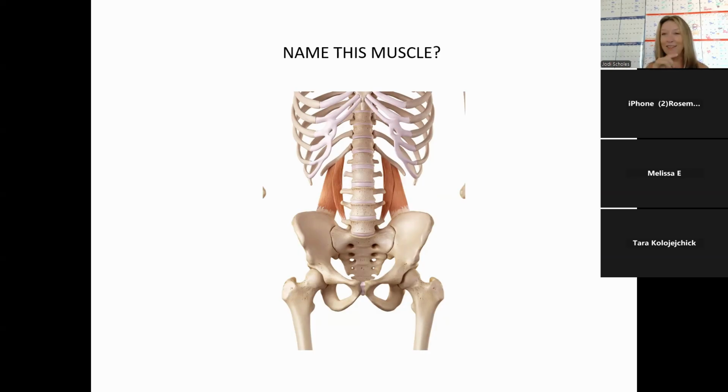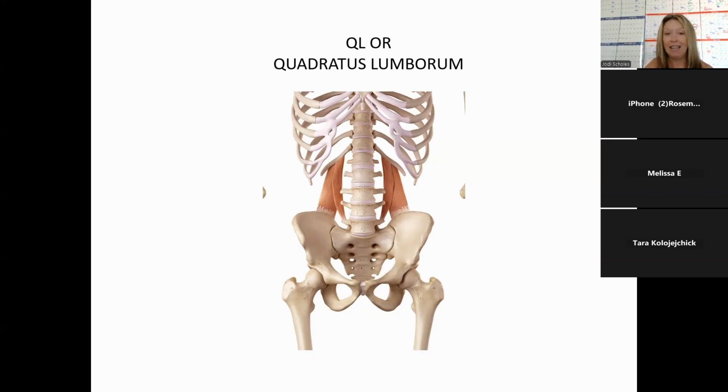Do you know what this muscle is called? Look, its origin is here, 12th rib, but it stops here. It hits the pelvis. Does it look familiar? This is the anterior view of it, so it might be a little confusing, but it is the quadratus lumborum. Yes, quadratus lumborum, the QL.